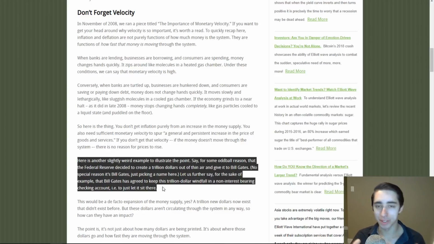Here's another slightly weird example to illustrate the point. They said, let's say that the Fed just decided for whatever reason, hypothetically, to print $1 trillion and give it to Bill Gates. And Bill Gates promised that if he took that $1 trillion and put it in a no-interest savings account and promised not to move it for the next decade, well, there's been no velocity there. There's been inflation, right? There's been a printing of money, but there hasn't been velocity. And velocity is what can lead inflation to amplify.